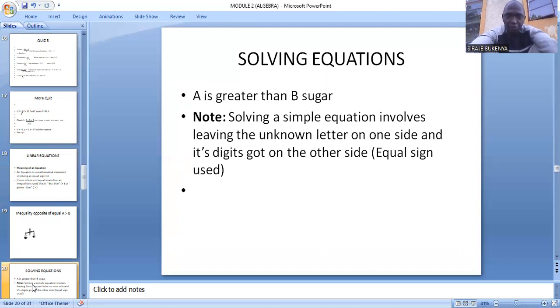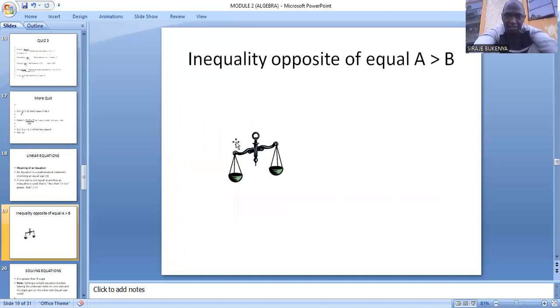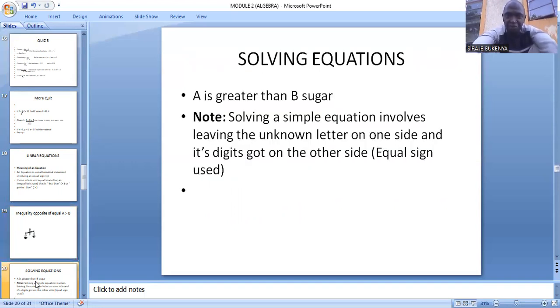Solve an equation, it means, for example here, if you look at a being greater than b, it means this side is heavier, that's why it's moving down. The other one is lighter, it's going up. So it's not an equation. An equation involves an equal sign. So that's why I'm saying a is greater than b, so it's not an equation.